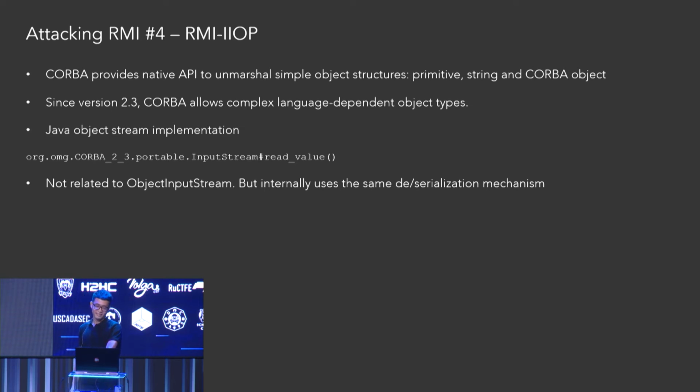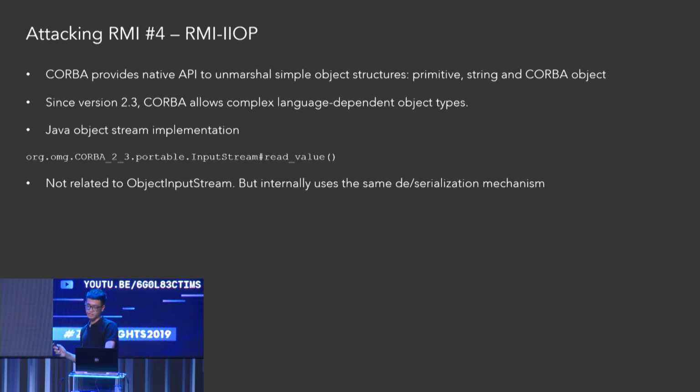See what is going on here? There's the smell of a deserialization exploit again. This is actually not related to the ObjectInputStream that we usually see, but internally, the CORBA input stream will use the same serialization and deserialization mechanism. So it's not related to the ObjectInputStream, and so it's not affected by the JEP 290 update. Meaning this is not known to any vendor at the time.